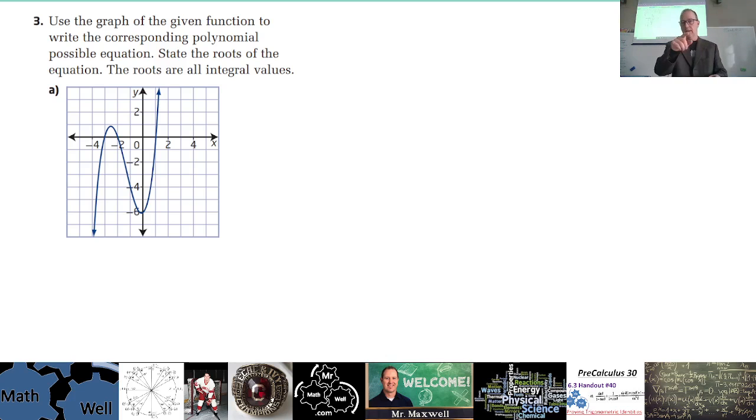Oh, also, the y-intercept should line up as well. But the particular a value, I don't think you're responsible for in this question. So what do we know about this? Can you guys see that okay?